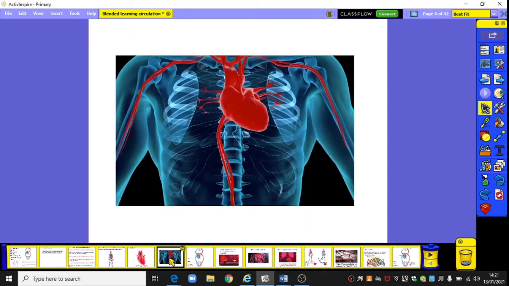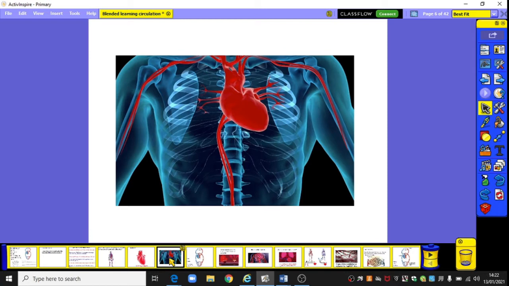Okay, so hopefully you will have discovered that your heart is in the centre of your body, in the centre of your chest, but actually it's slightly to the left. Many people think it's right in the middle. Actually it veers over slightly to the left, so that's where you'll find your heart within your body.